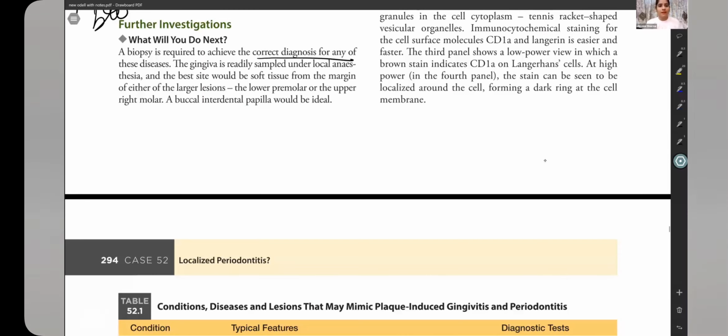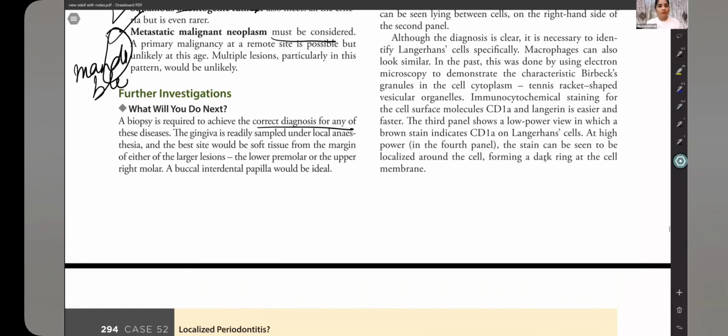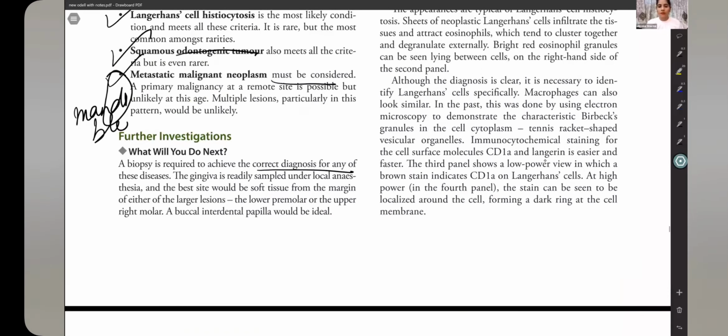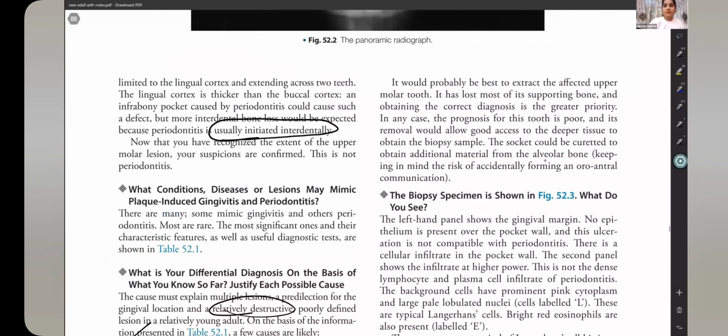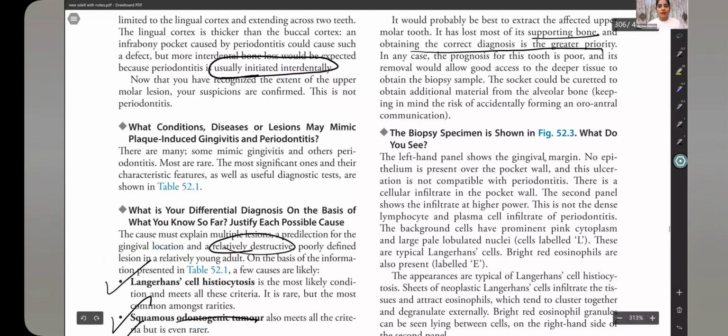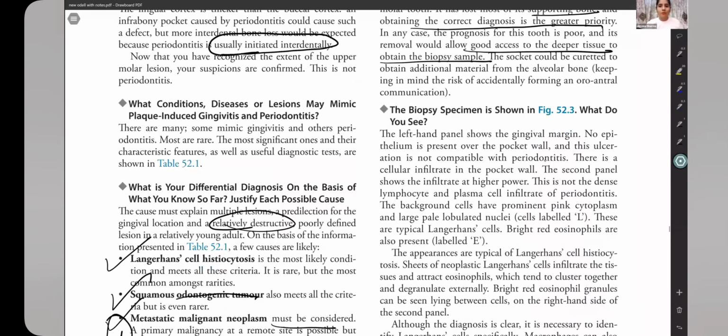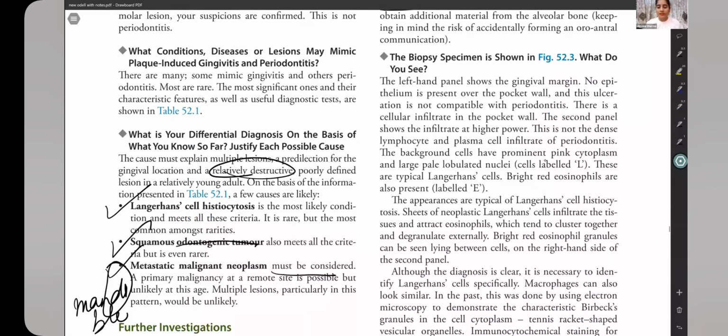Gingiva is readily sampled under the LA, and the best site would be the soft tissue from the margin of either of the larger lesions. The lower premolar or the upper right molar, the buccal interdental papilla would be ideal. It would probably be best to extract the affected upper molar tooth. It has lost most of its supporting bone, and obtaining the correct diagnosis is a greater priority. In any case, the prognosis for this tooth is poor, and its removal would allow good access to the deeper tissues to obtain a biopsy sample. The socket can be curetted to obtain additional material from the alveolar bone, but keep in mind that there's a risk of accidentally creating an oroantral communication.